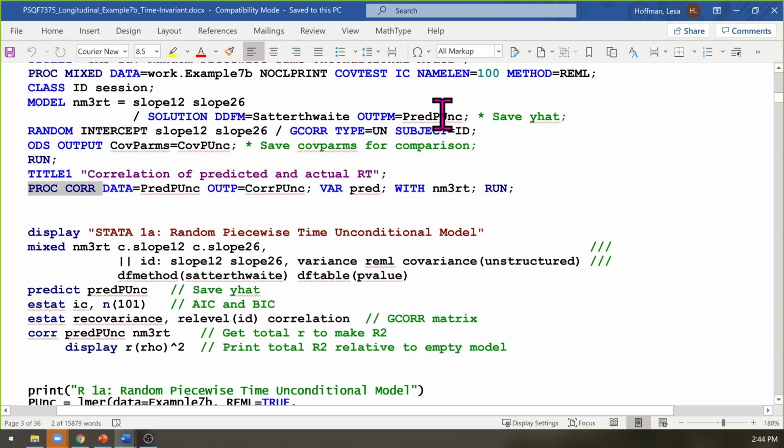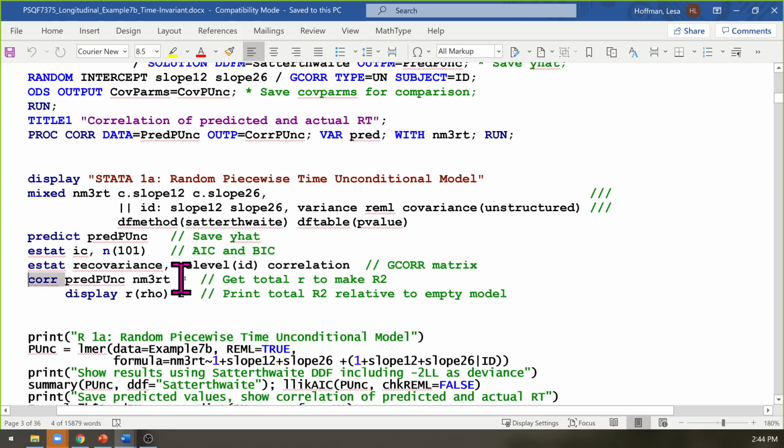So in SAS, what is happening is this is a new data set, and I'm naming it with the prefix pred, and then p-unc to me means the piecewise model's unconditional. And in that data set, I am then asking it to correlate the new column that's called pred with the old one. I actually wrote a macro in SAS that does this for you, but I'm demonstrating what the macro does in this step here. The same thing you can do in Stata with just the corr function.